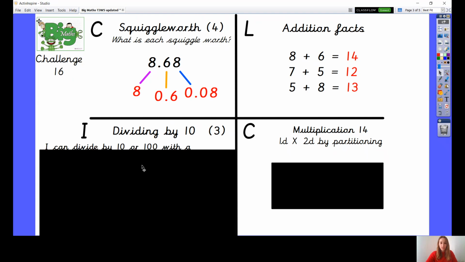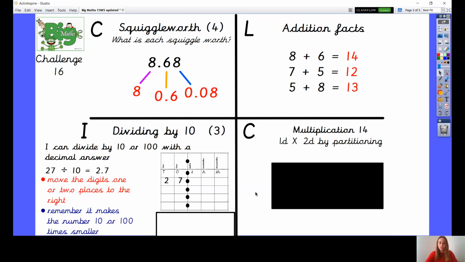It's nothing new this week, it's dividing by 10. And I told you yesterday we would be looking at dividing by 10 when our answer is a decimal number. So here's my example. 27 divided by 10 equals 2.7. When I'm dividing by 10, I move my digits 1 space to the right. So my 2 tens in 27 becomes 2 ones when I am dividing by 10. My 7 ones becomes 7 tenths when I'm dividing by 10 because I'm moving it 1 space to the right.